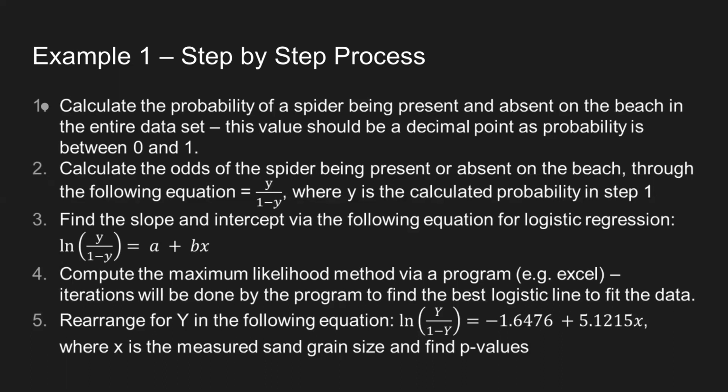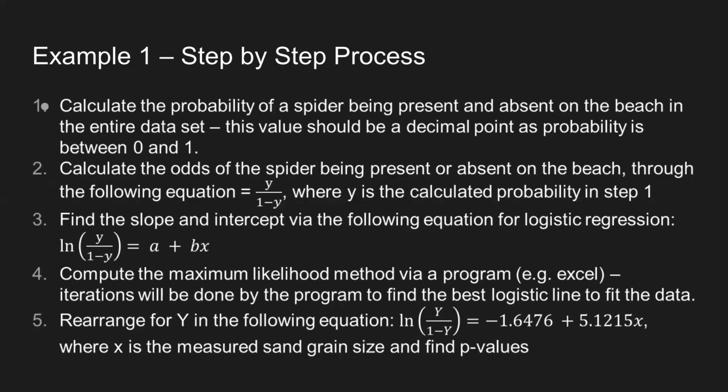And then the second step is to calculate the odds of them being there with this equation, which is listed over here. And then you use y, which is the calculated probability in step 1. I'll go over the difference between the probability and the odds, which is a little bit confusing. And number 3 is just to find the slope and the intercept via this equation.